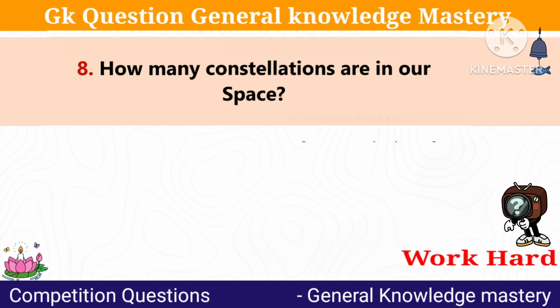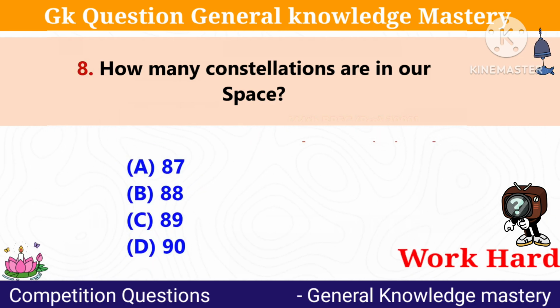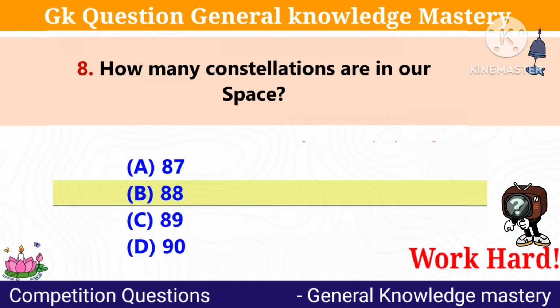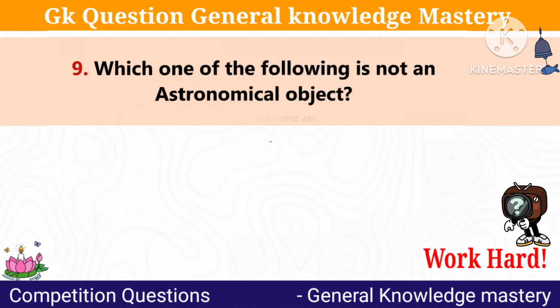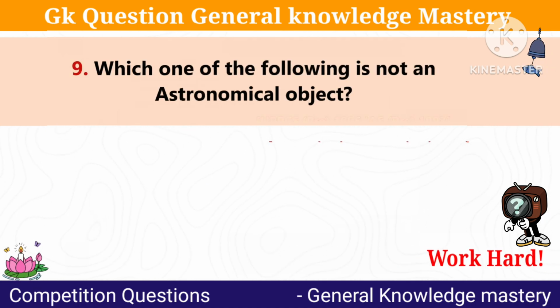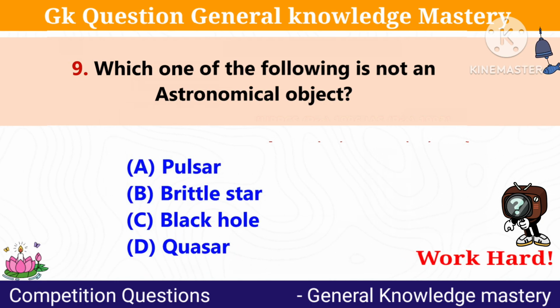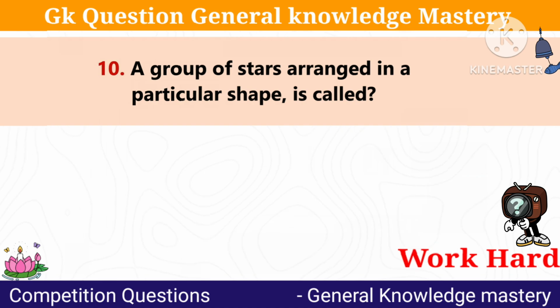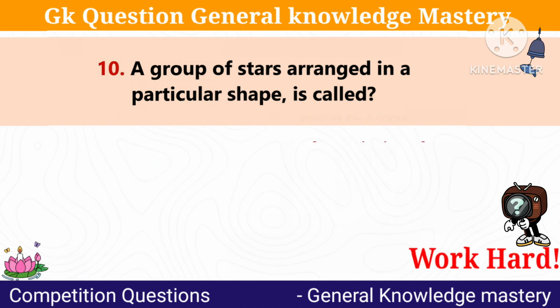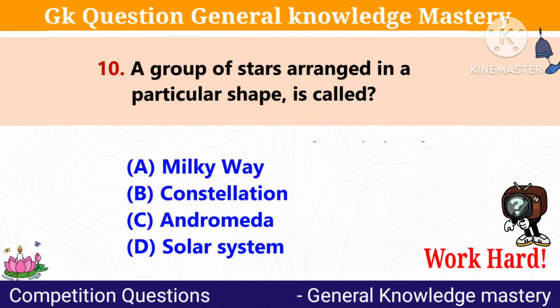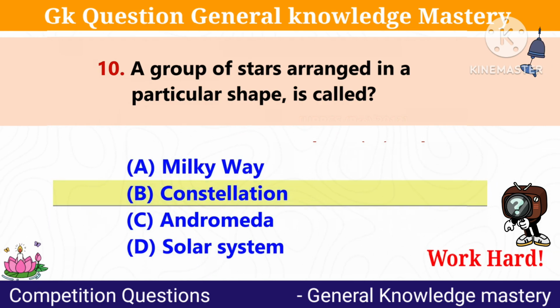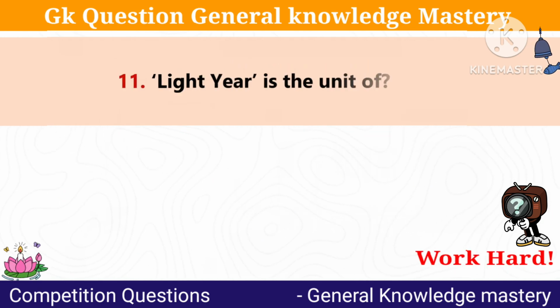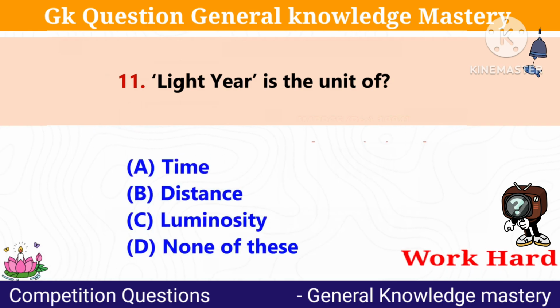Question 8: How many constellations are there in space? Answer: 88. Question 9: Which one of the following is not an astronomical object? Answer: brittle star. A group of stars arranged in a spectacular shape is called? Answer: constellation. Light years is a unit of? Answer: distance.